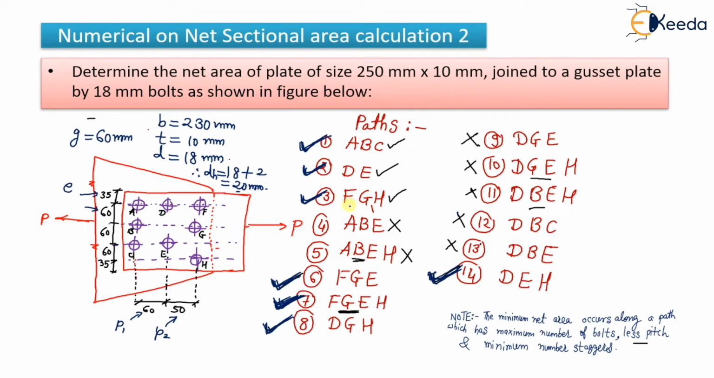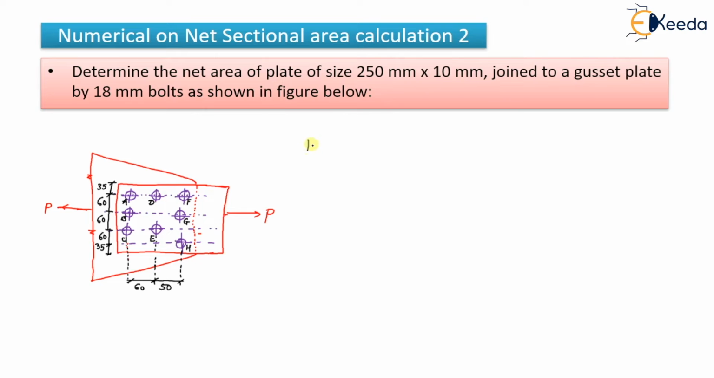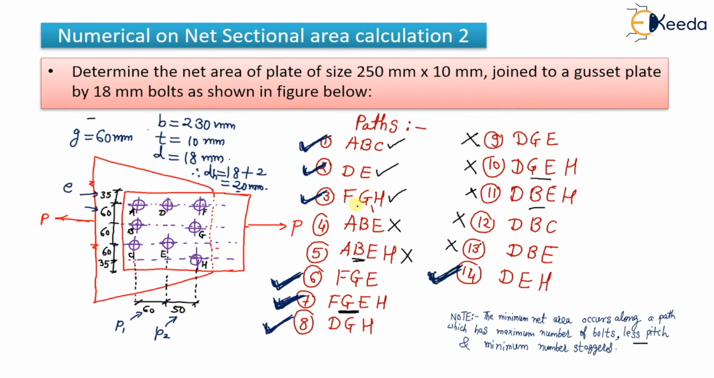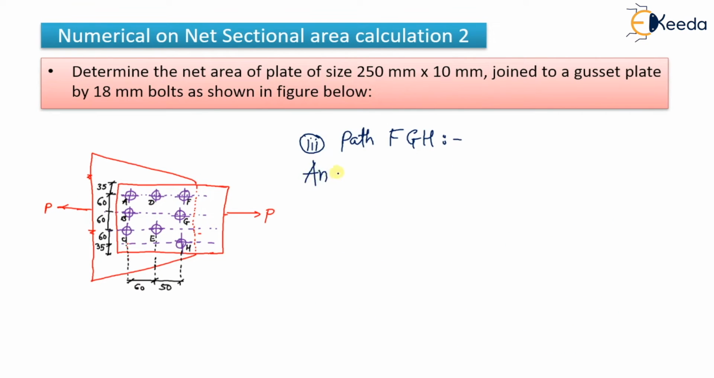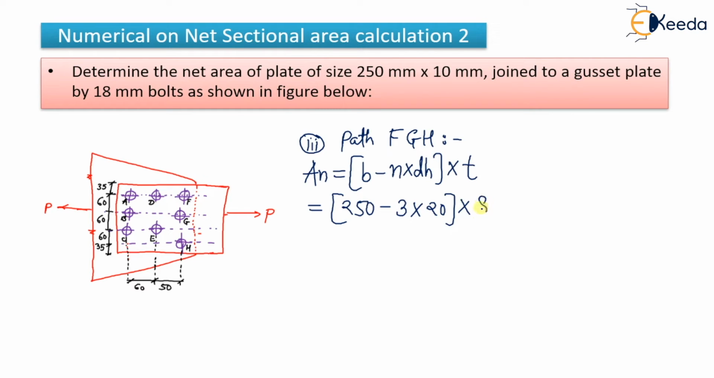The third one, which we have decided, is FGH. So let's calculate the third path, path FGH. Now see, FGH is also a chain path, so for that also we will use the same formula, An is equal to B minus n into dh into t. Now B is how much? It is 250 minus n, the number of bolts in this path, 1, 2, 3, 3 bolts, into dh. dh is how much? It is 20, and into t is 10.